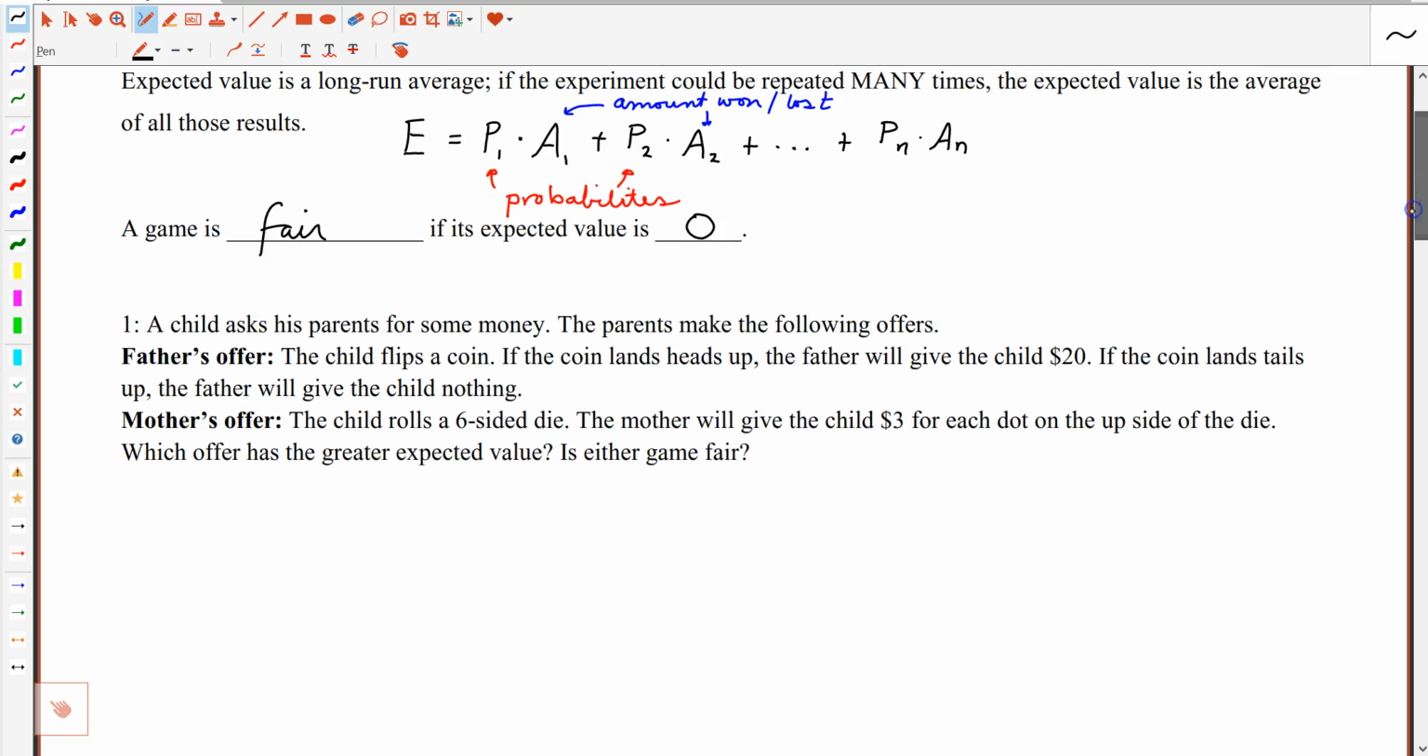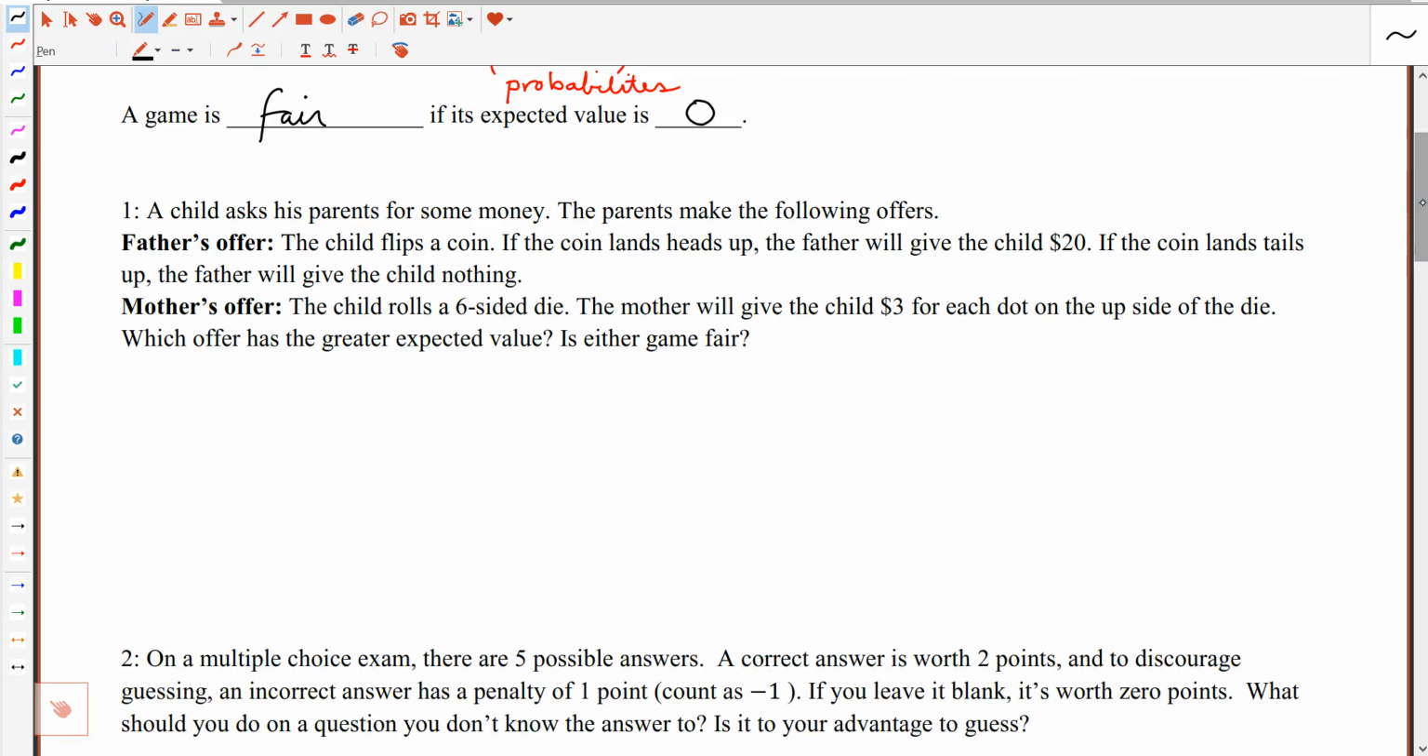Alright, so a child asks his parents for some money, and the parents make the following offers. The father says the child will flip a coin, and if the coin lands heads up, the father will give the child $20. If the coin lands tails up, the father will give the child nothing. The mother's offer is that the child will roll a 6-sided die. The mother will give the child $3 for each dot on the upside of the die. Now the question is, which offer has the greater expected value, and is either game fair?